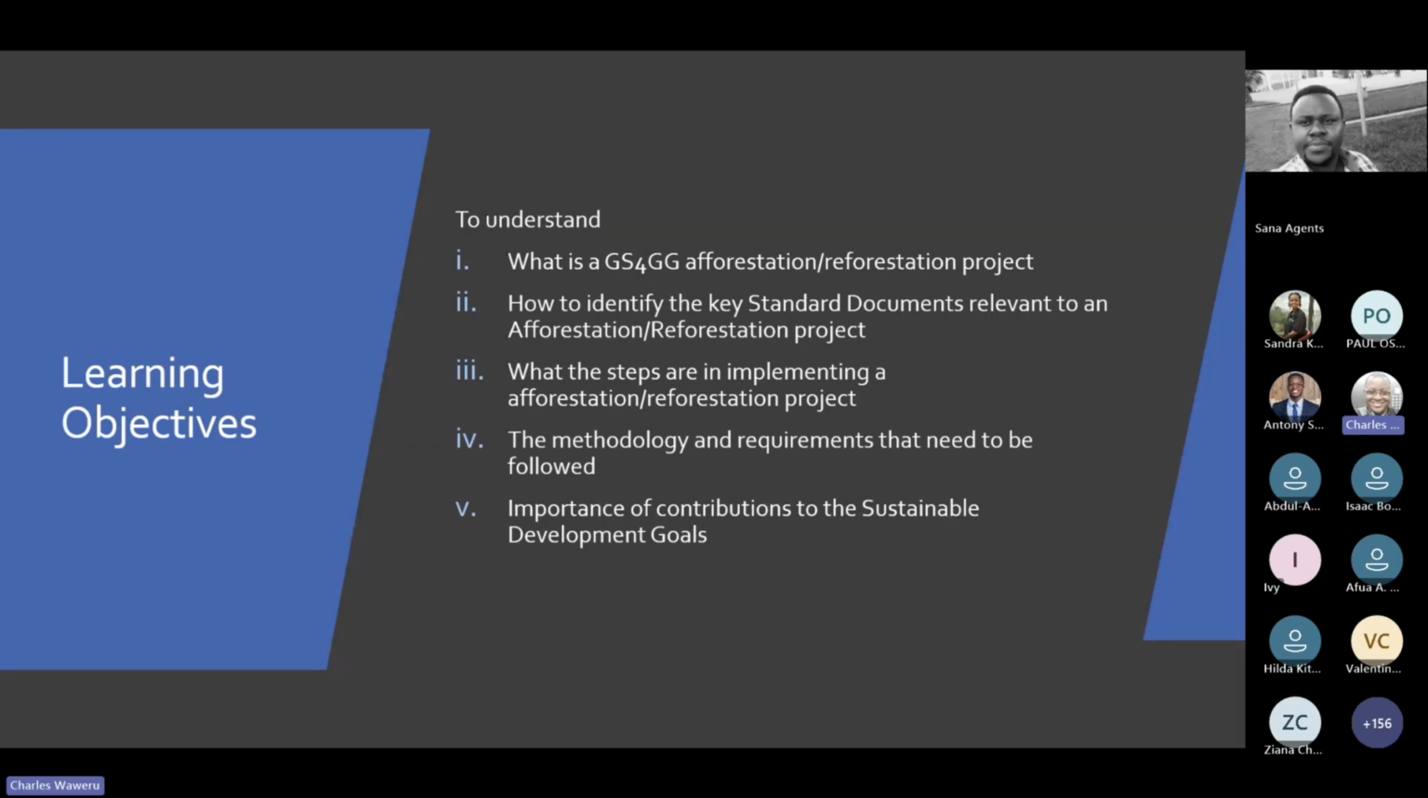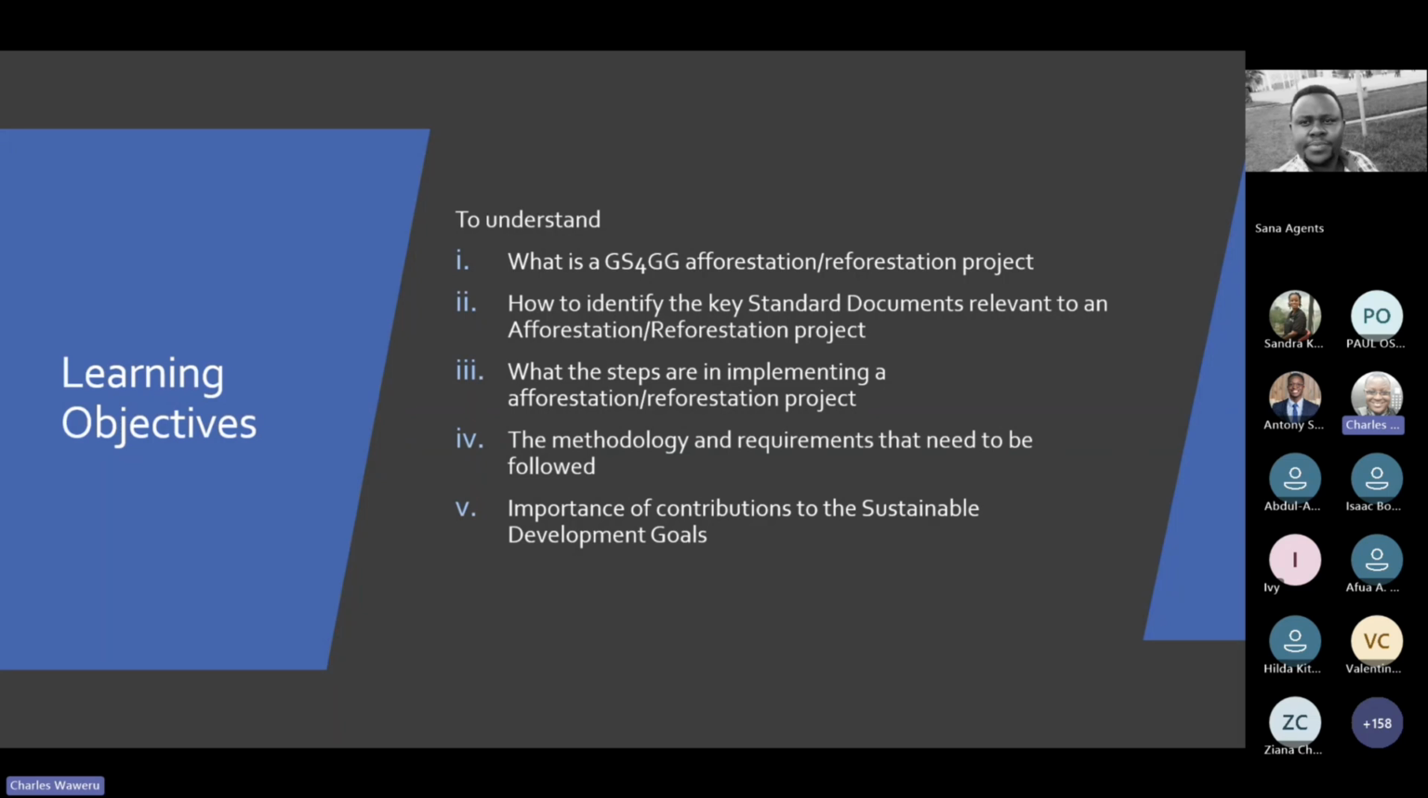Again, just to reemphasize, you can develop an afforestation project using the Gold Standard registry or the Verra registry as well as the CDM. We shall focus on the principles and guidelines within the Gold Standard framework. But nevertheless, some of the technical approaches tend to cut across the different registries. We also hope to help you identify the key standard documents relevant to an afforestation and reforestation project.